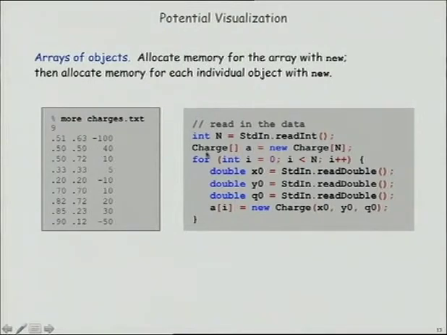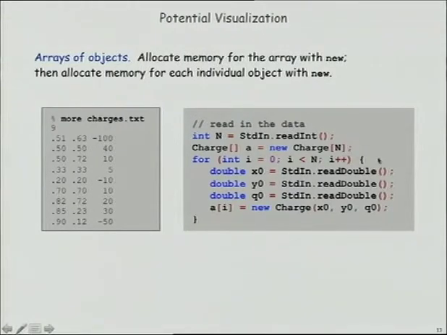And so in this case, what I want to create is an array of n charges. So I read at this line the number of charges that I will have, in this case 9, and then I'm going to create an array of 9 charges. Now you should be careful when you look at this code, since I use new to create the array, so I allocate memory for the array, but not for the actual objects stored within the array.